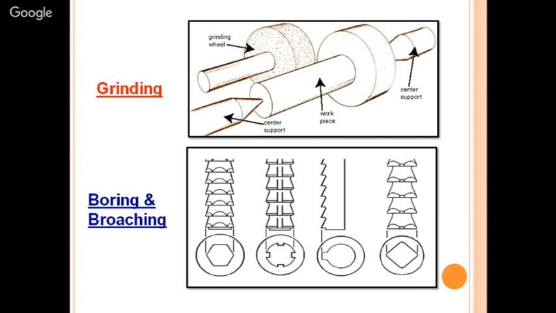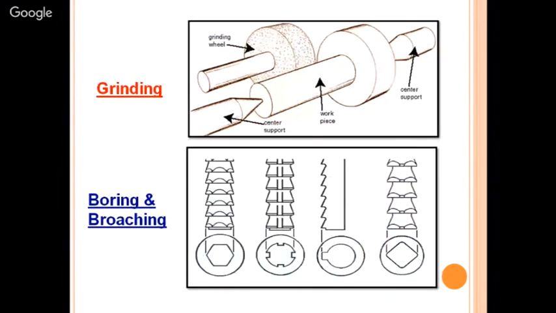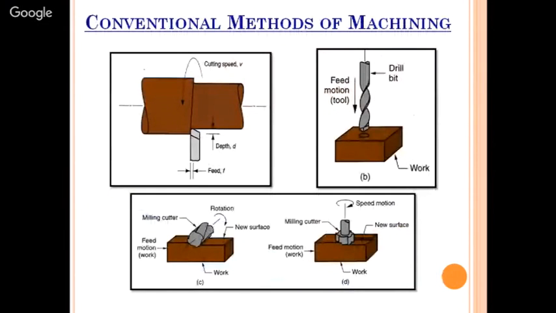So this is the grinding operation. In grinding, there is one cutting tool and one job, and there are also boring and broaching operations. You will see in all operations, whether it is grinding, boring, broaching, drilling, or milling, there is one physical cutting tool and one physical job, number one, and both have physical contact with each other.